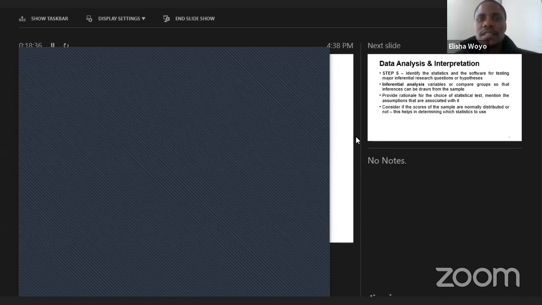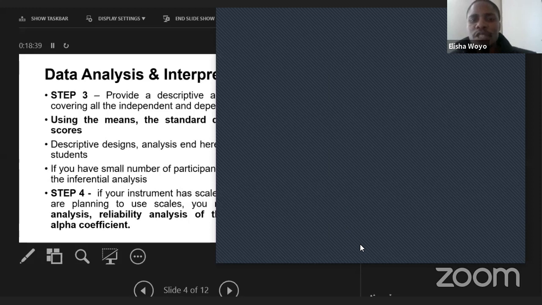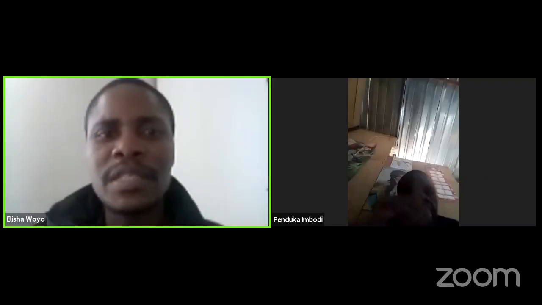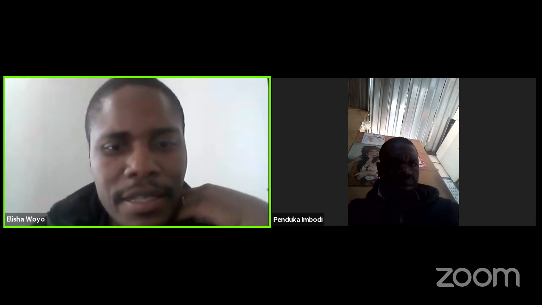Right. So while it is opening, all I'm saying is when you are doing this, you need to make sure that you are in a position to come up with scales. And if your instrument has used scales, then you must be in a position to make sure that these scales can be aggregated together, these scales can be collapsed together so that you formulate what we call factor analysis.